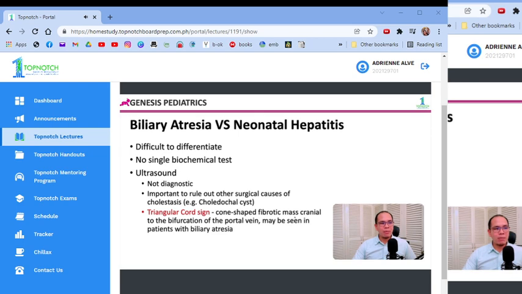Okay, it's a cone-shaped fibrotic mass, cranial to the bifurcation of the portal vein. If you see this, then probably it will give you a hint that it's biliary atresia. But again, a normal ultrasound does not rule out biliary atresia. Okay, why then do we do ultrasound if you're suspecting biliary atresia? Okay, it's because of this, to rule out other surgical causes of cholestatic jaundice, such as choledochal cyst.